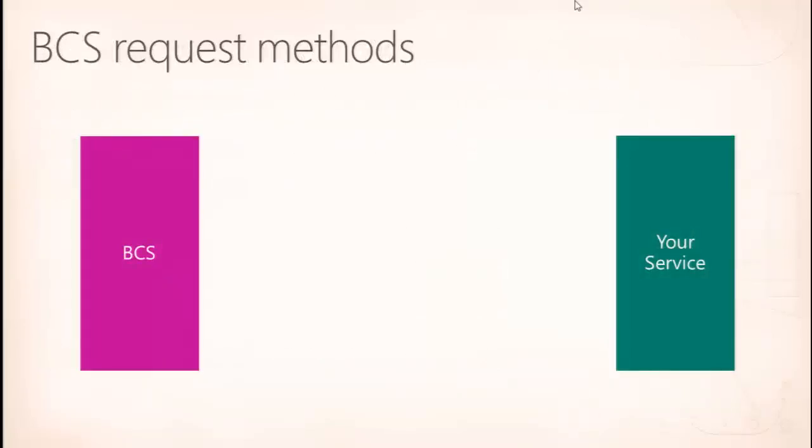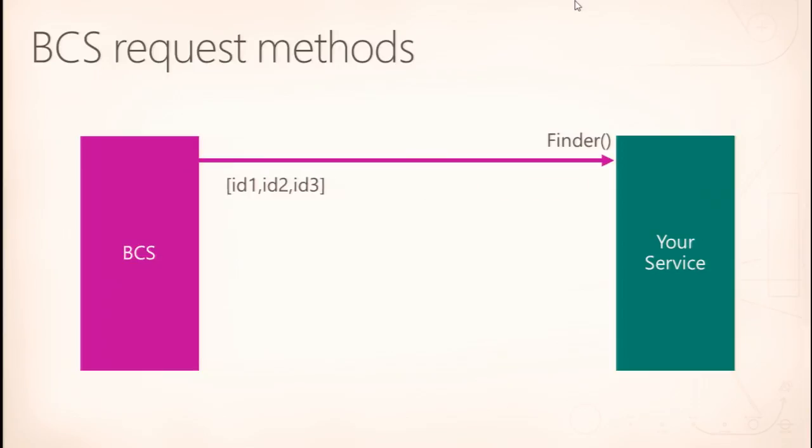Before we get into it, I wanted to take a look at how the BCS works from a search perspective, because I think it's instructive in pointing out what you need to do and what you don't want to do. The first step is the BCS will send a method. All of these methods are pulls from your service, so you can't push anything in. The BCS is going to ask for some data back.